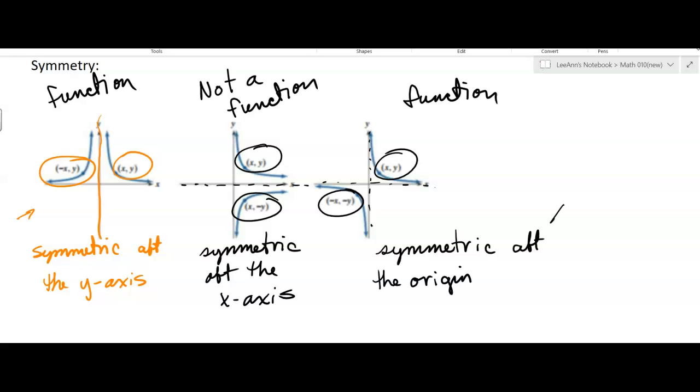Sometimes instead of using the word about, they use with respect to, and you might see that abbreviated WRT. So symmetric with respect to the origin, or symmetric about the origin. Do the same thing with the y-axis and x-axis: symmetric with respect to the x-axis or the y-axis. Okay, so that's what symmetry is.